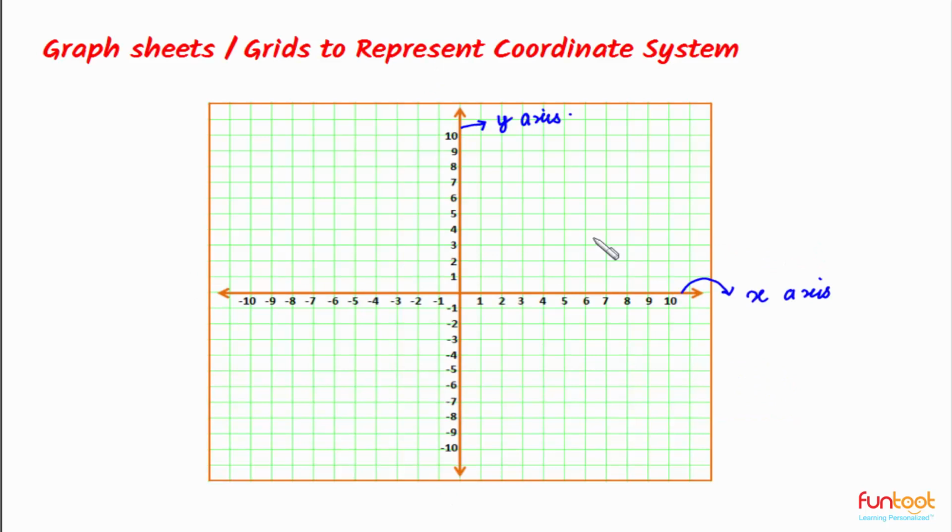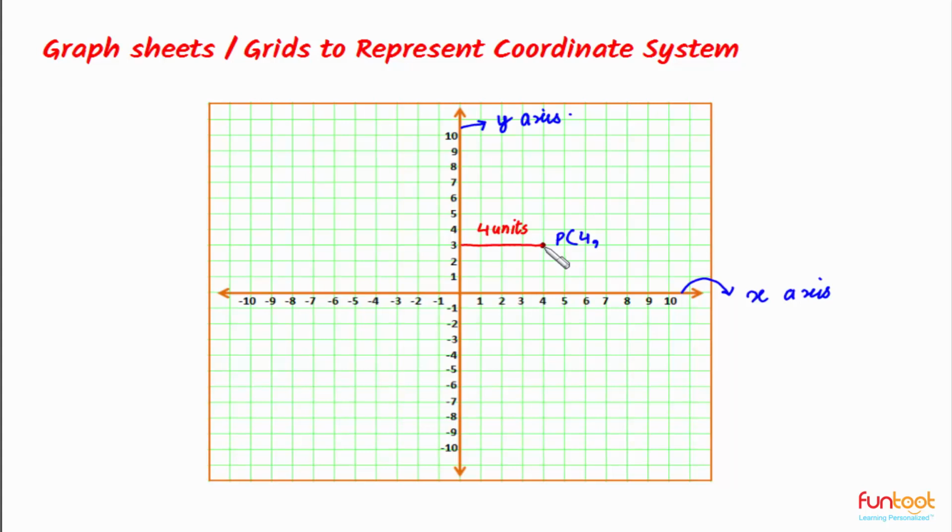Graph sheets and grids are used to represent the coordinate system because it is very easy with the help of these to represent the coordinates of a point. Let's take this point. Now its distance from y-axis is this. Very easily we can see that this is 4 units. So if we call this point P, 4 will become its x-coordinate.